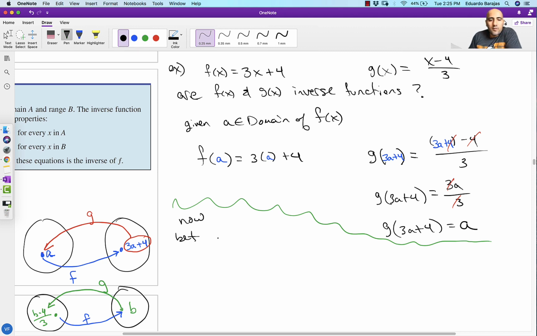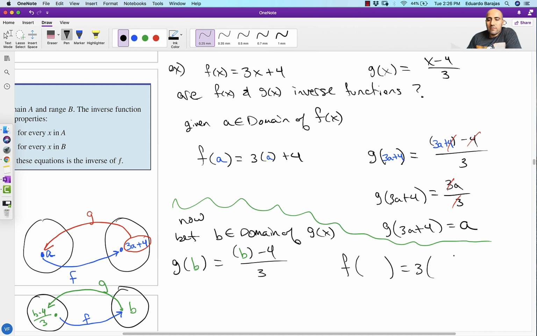I'm going to let b be some member in the domain of g of x. Then g of b is going to be equal to b minus 4 over 3. There's nothing special there. Then that's what I want to take and plug into my f function. Now the instructions for f are to triple it and add 4. So it's 3 times blank plus 4, and that blank is going to be this entire thing. So I'm going to plug in b minus 4 divided by 3.